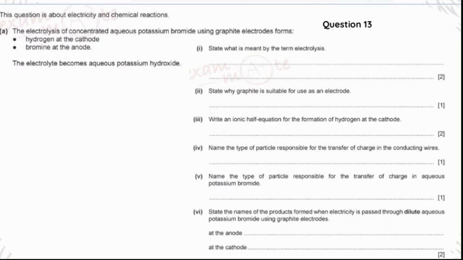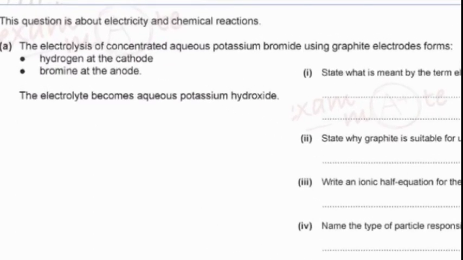So this question is about electricity and chemical reactions. The electrolysis of concentrated aqueous potassium bromide using graphite electrode forms hydrogen at the cathode and bromine at the anode. The electrolyte becomes aqueous potassium hydroxide.